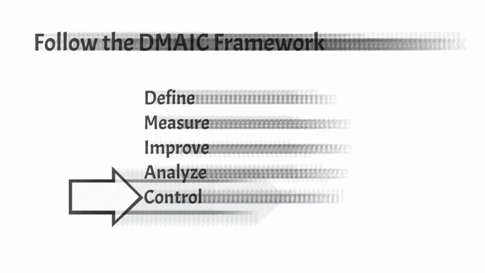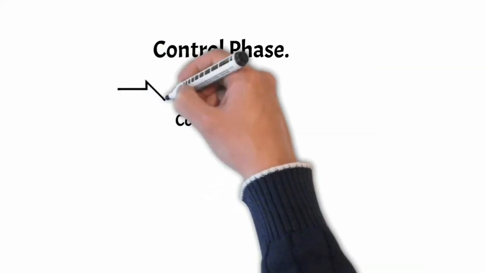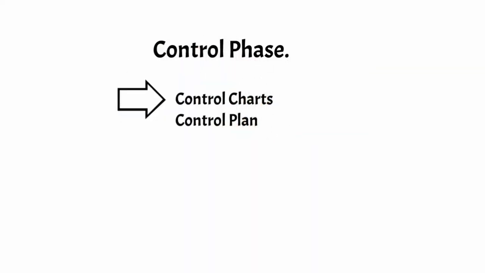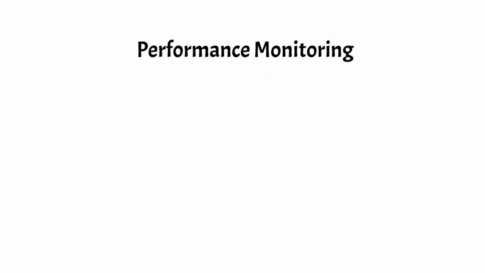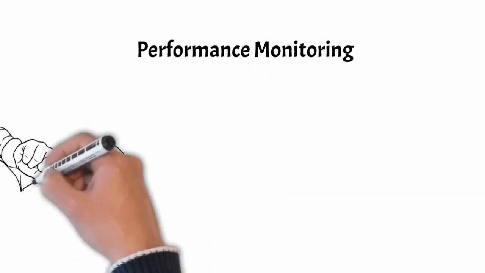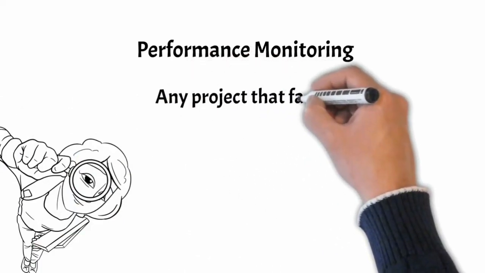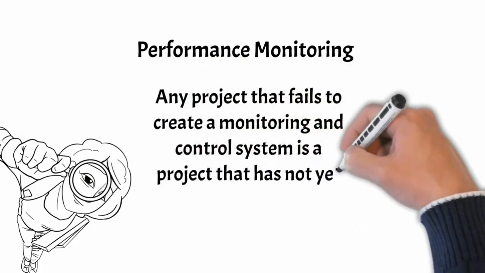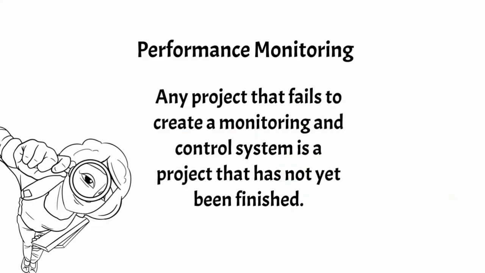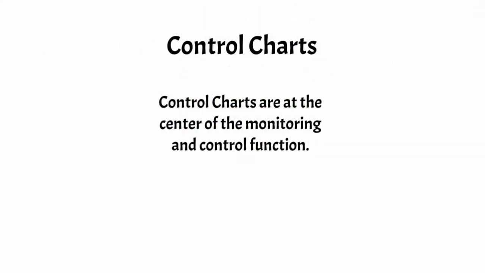Control phase. Finally, we have the control phase. Outputs change over time, so establishing a monitoring and control system to ensure that this does not happen is a critically important step in a Lean Six Sigma project. Indeed, any project that fails to create a monitoring and control system is a project that has not yet been finished. Control charts are at the center of the monitoring and control function.